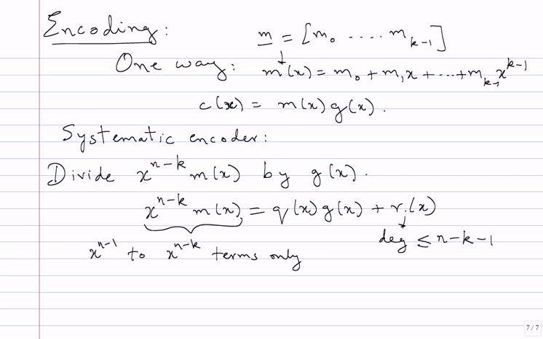So what is done is you push this R of x to this side. Once you push it to this side, what do you get? X power n minus k times m of x plus R of x. Why did I say plus R of x? Why not minus R of x? Binary, it's all binary. Equals, what is on the right hand side now? It's a code word. So I know this is a code word.